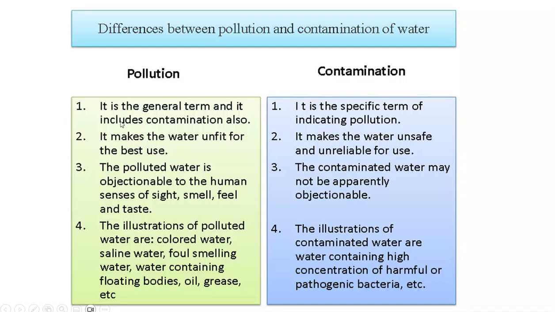Pollution makes the water unfit for the best use, and contamination makes the water unsafe and unreliable for use. In pollution, the polluted water is objectionable to the human sense of sight, smell, feel, and taste. But on the other side, in contamination, the contaminated water may not be apparently objectionable.